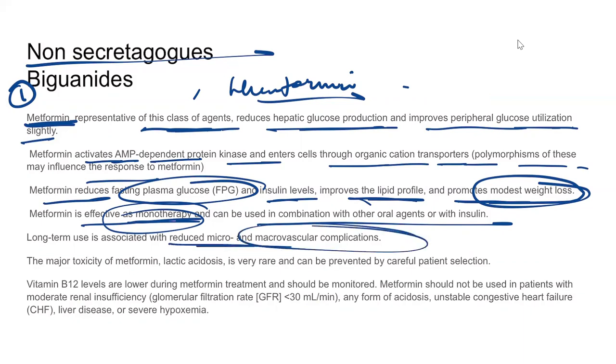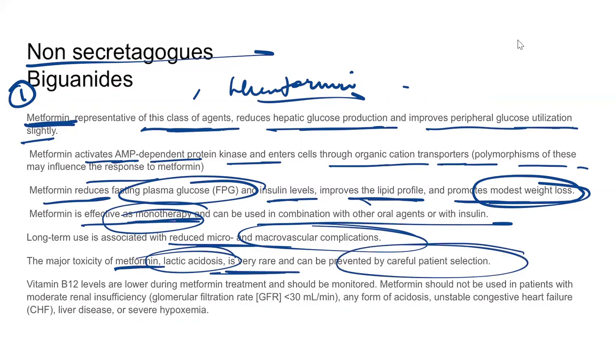The major toxicity of metformin is lactic acidosis, which is very rare and can be prevented by careful patient selection. Like we avoid metformin in patients of renal failure, cardiac failure, or liver failure. Metformin reduces vitamin B12 levels. So vitamin B12 levels are lower during metformin treatment and should be monitored.